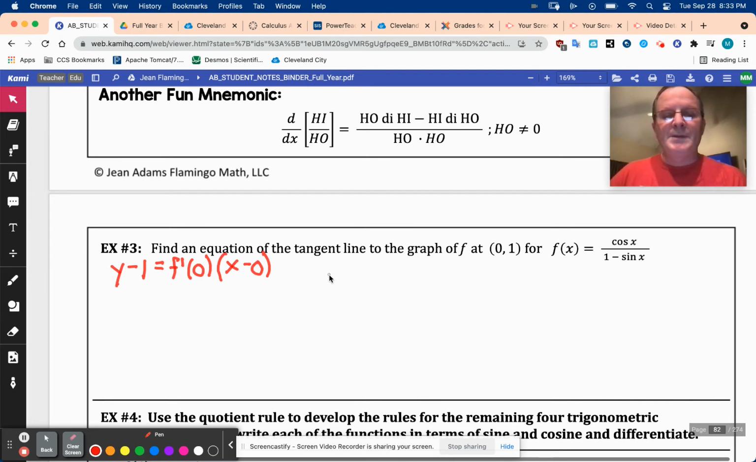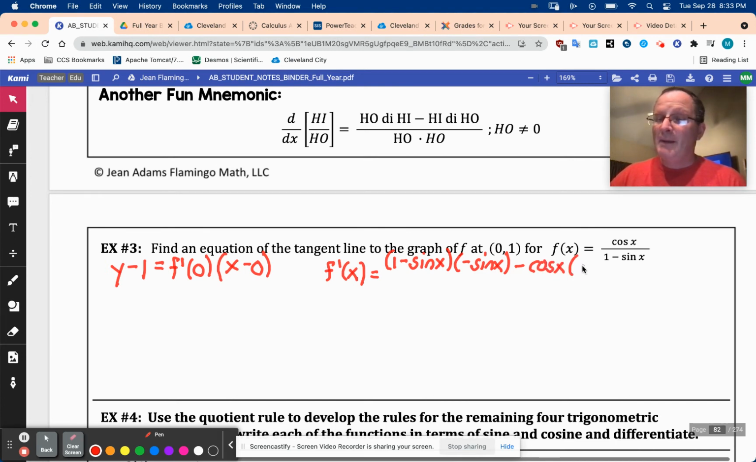All right, so here we go. So f prime by the quotient rule is going to be your denominator, 1 minus sine x. It always starts with the denominator. All right, derivative of the top, the derivative of cosine is negative sine. Minus numerator.